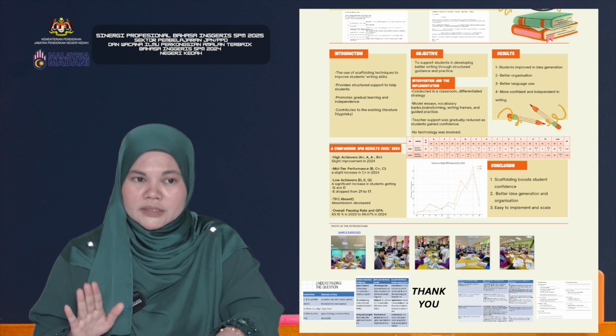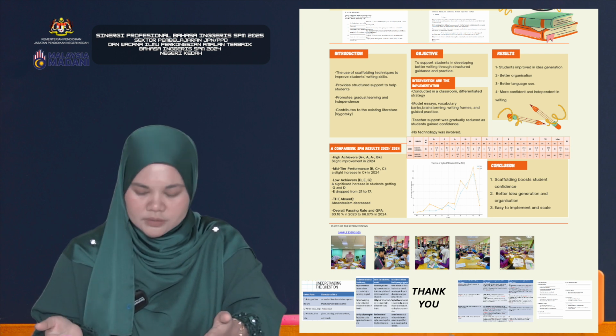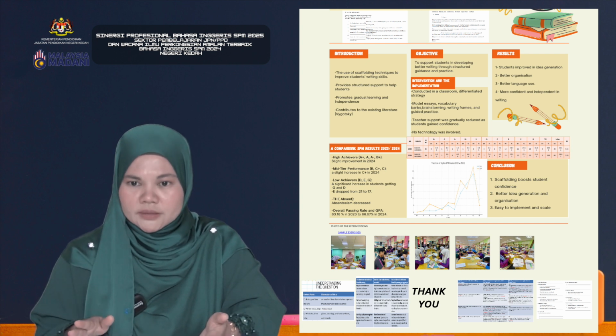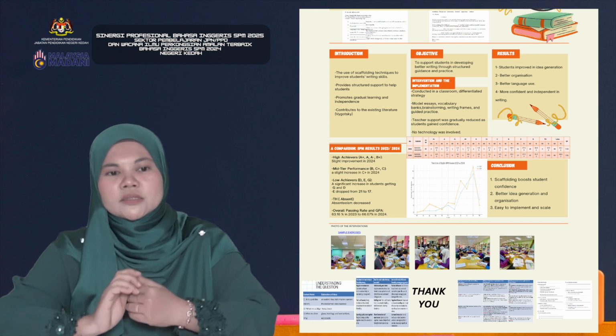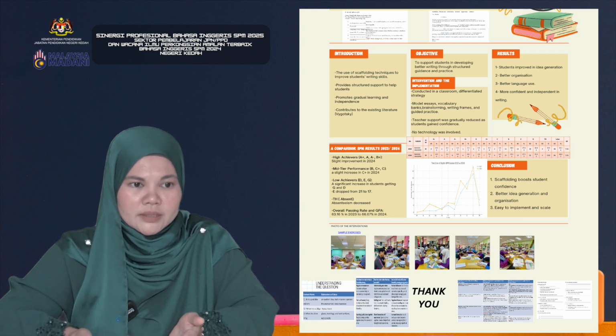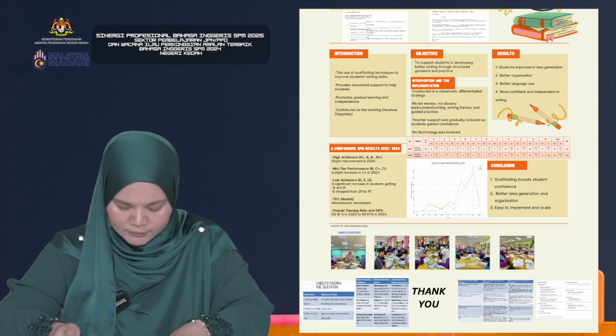So this is actually scaffolding. We learn about it from Vygotsky, the Zone of Proximal Development. So it provides students with step-by-step guidance before they can start standing on their own. So it means that as a teacher, we provide them more like a staircase, one step at a time. Once they are ready, they are able to stand on their own.